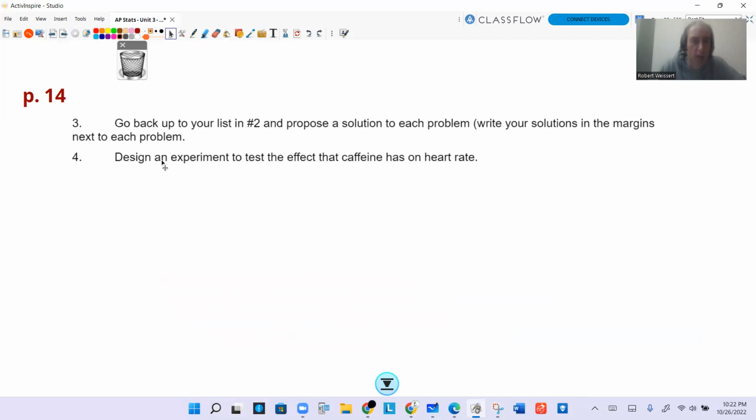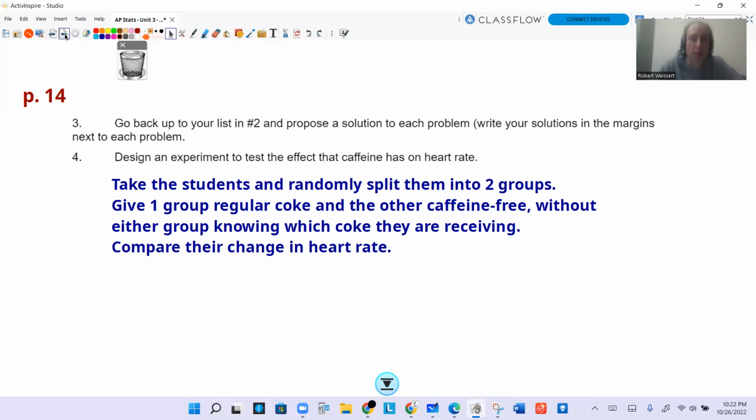So let's go back and design this experiment effectively. Design an experiment to test the effect that caffeine has on heart rate. What we're going to do is take the students and randomly split them into two groups. I give one regular Coke, the other caffeine-free, without either group knowing which Coke they're receiving. Compare their change in heart rate. So you want to explain that. And again, randomly split. So random assignment is key.